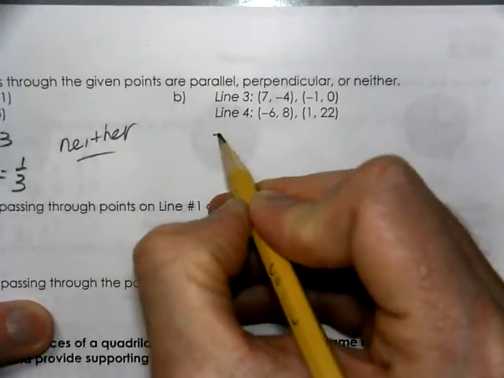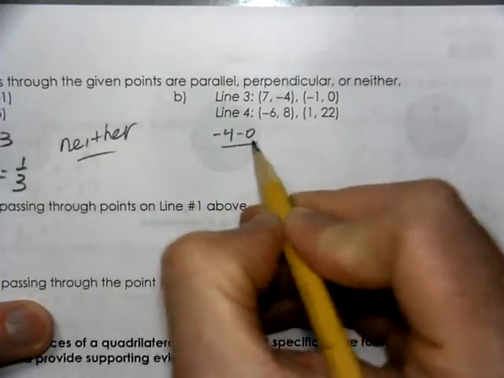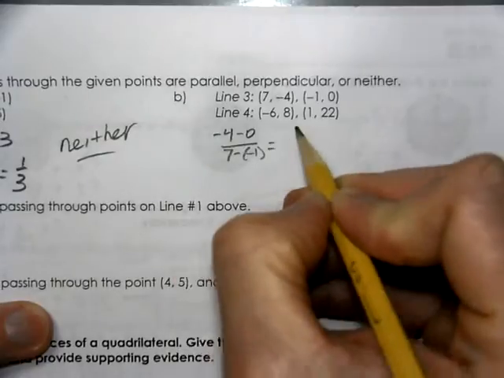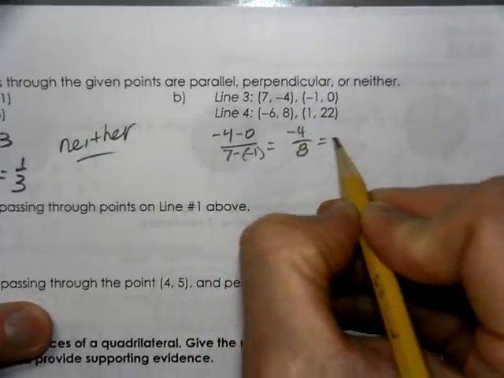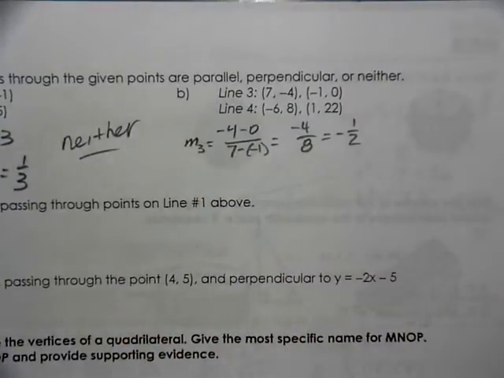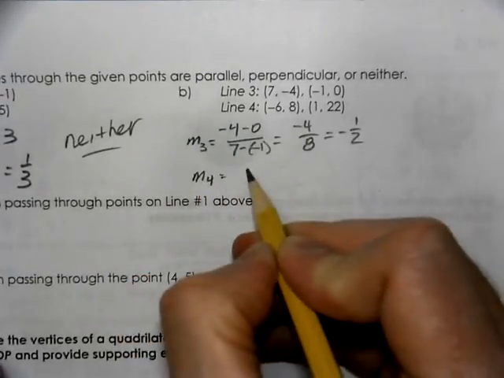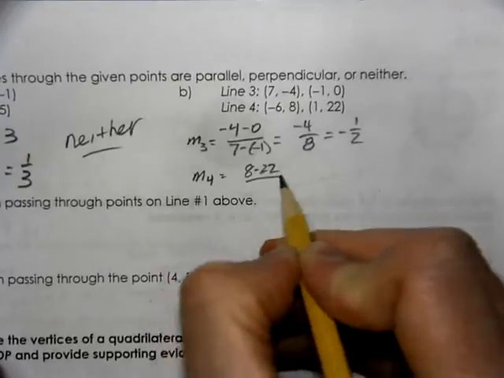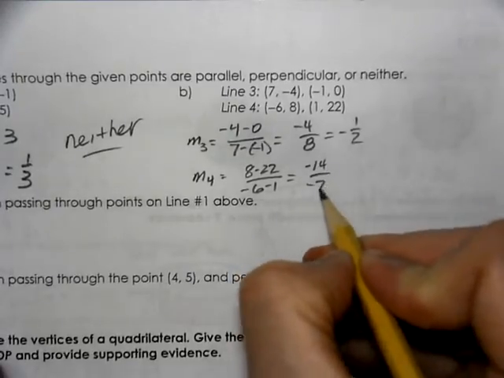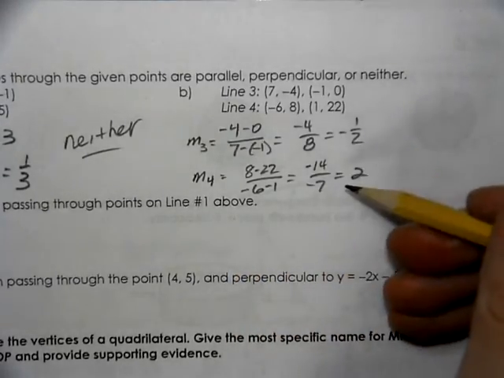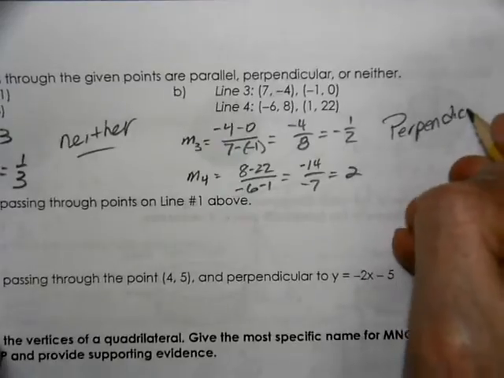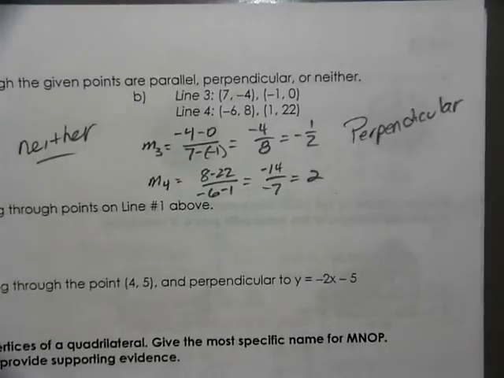Here we have y minus y and x minus x, so we have a slope for line 3. We have slope negative a half. For line 4, y minus y over x minus x. Here these are reciprocals and they're opposite signs. These would be perpendicular.